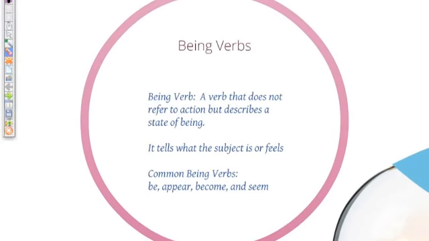Now, being verbs. That is not referred to an action, but it describes a state of being. It tells what the subject is or feels. Okay? Some common ones would be appear, become, and seem. For example, if I say, this video appears awesome. Well, it's not physically appearing at all. I'm describing it. A state of being, which would be awesome.